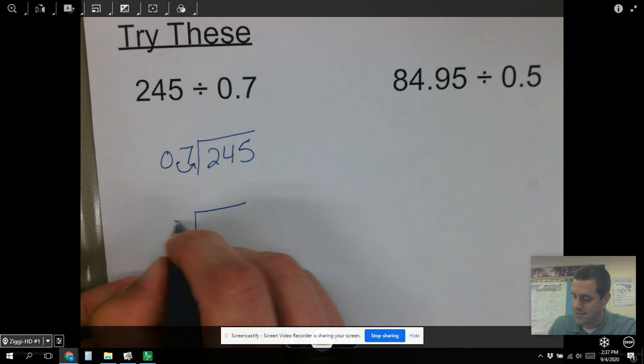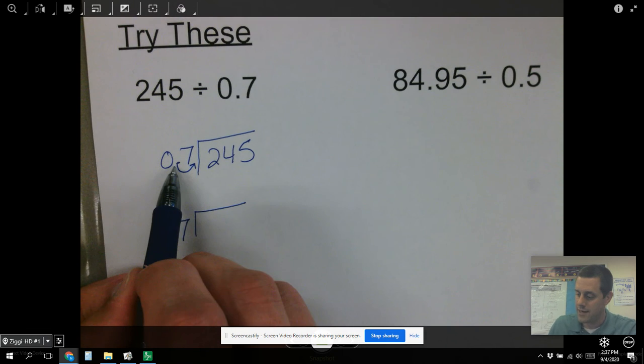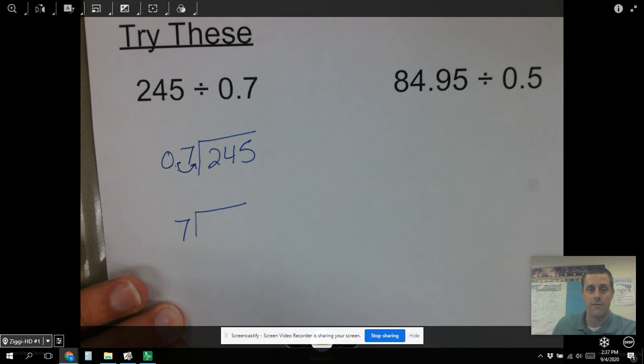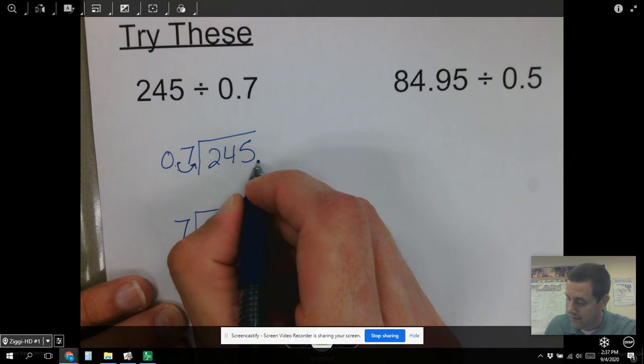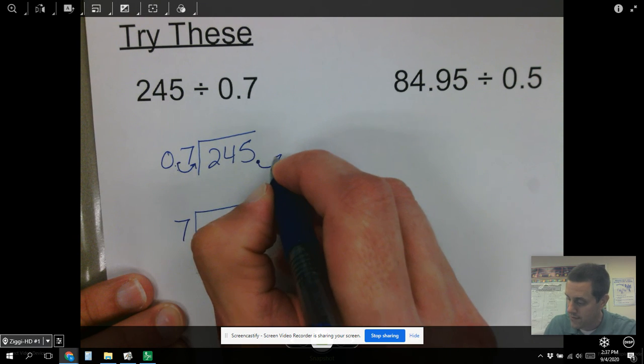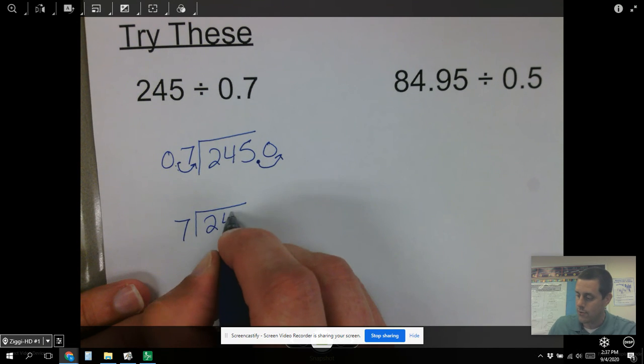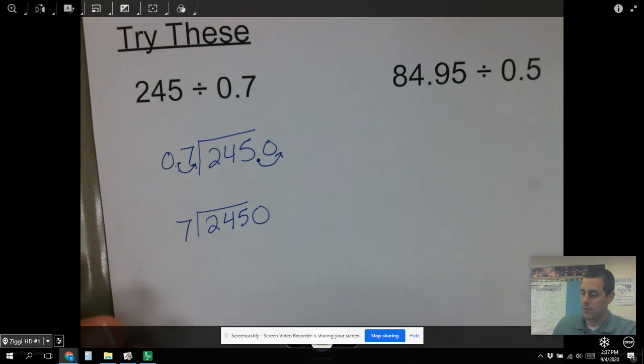My new divisor is 7. Because I moved my decimal point one place to the right here, I need to move my decimal point in the 245. Decimal point right now is after the 5. To jump a place value to the right would cause me to add a 0. So my new dividend is 2,450. And now we're ready to divide.